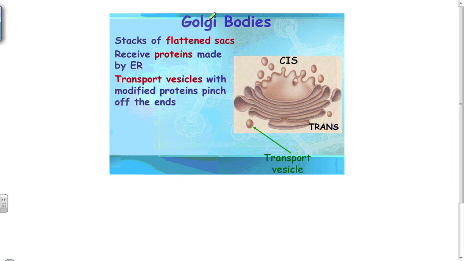The next thing is the Golgi bodies. Golgi bodies look like a flattened stack of pancakes, kind of. They take proteins that are made in the rough ER, and they help transport them, making little vesicles. You see a little vesicle right there. They basically package them up like UPS, kind of, and ship the protein wherever it needs to go in the cell.